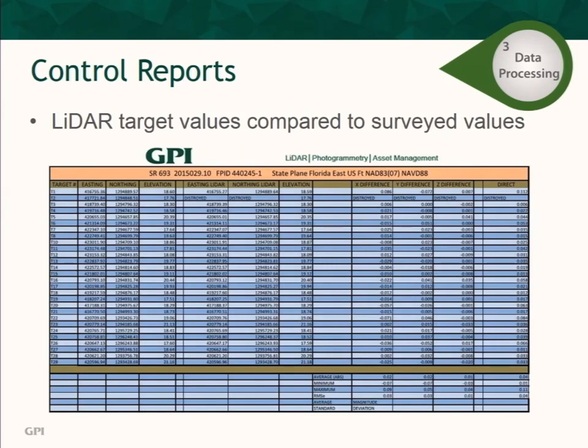Then we produce a surveyor report. You've got in here target 1, easting, northing, elevation, and then this is the LiDAR easting, northing, elevation, and then you've got the delta XYZ difference, and then you come up with an RMSE.